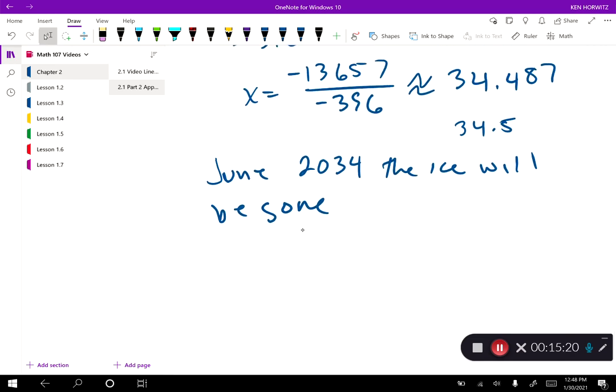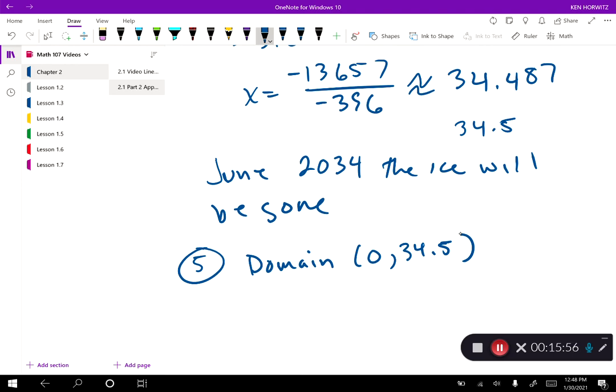So the last piece is basically we need a domain. We are starting at year 0. We're starting at 2000. We don't know what happened in 1999, and we can't use it. So we're starting at year 0, and then we end in June of 2034, maybe a little bit before, but 34.5 is reasonable. It's a little more than we need, but all the question asked was reasonable.